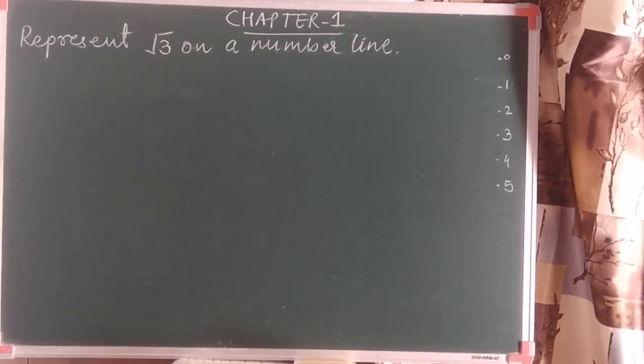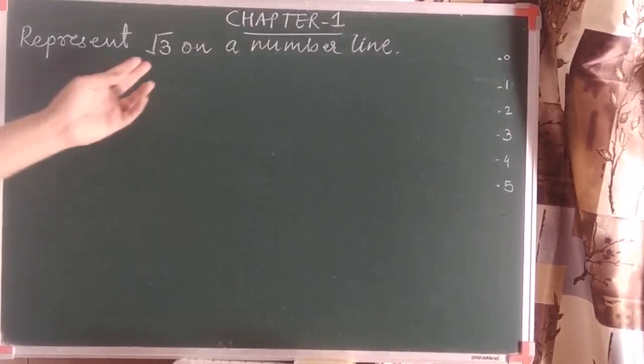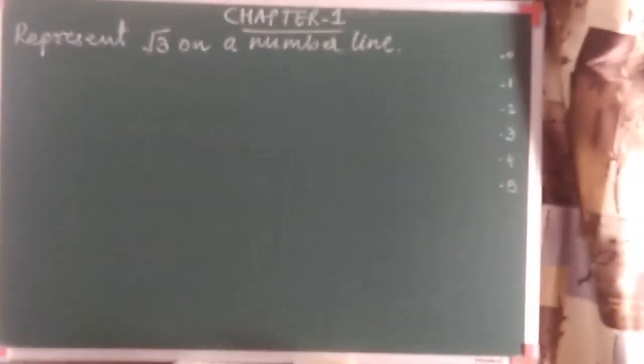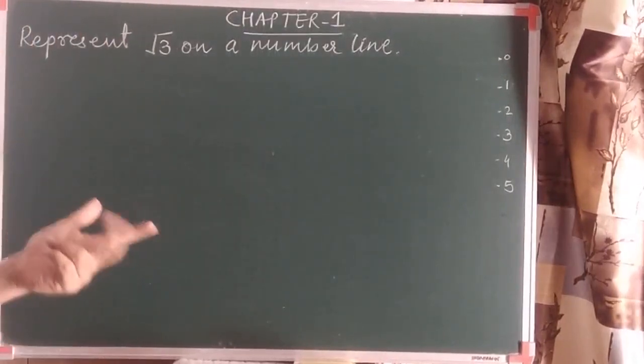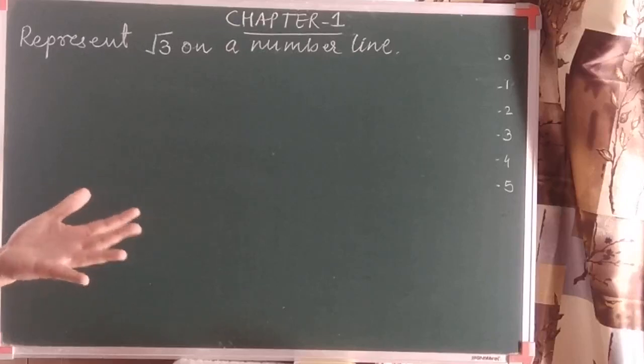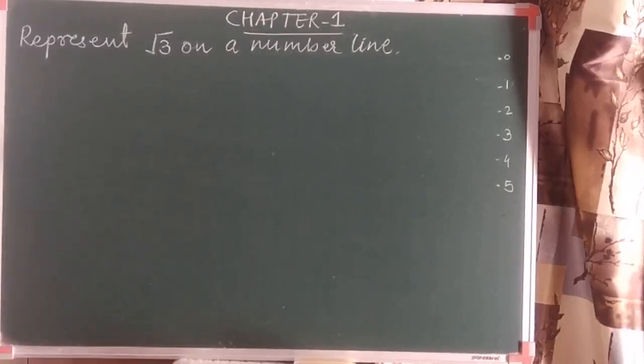Let's start today with how we can represent any irrational number on a number line. This irrational number can be root 2, root 3, root 5, root 6, root 7, root 8, root 10, root 18, root 27, any number. 1 is not an irrational number. So let's learn how we can represent any irrational number on a number line. Let's learn one method.